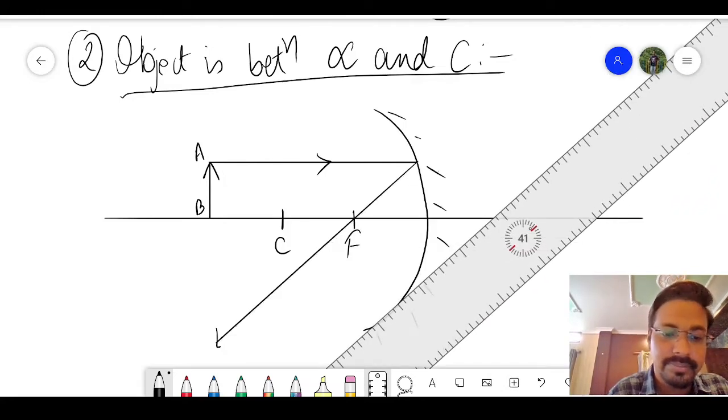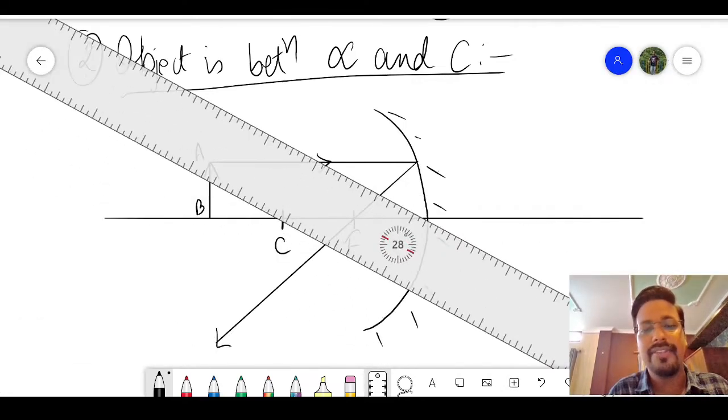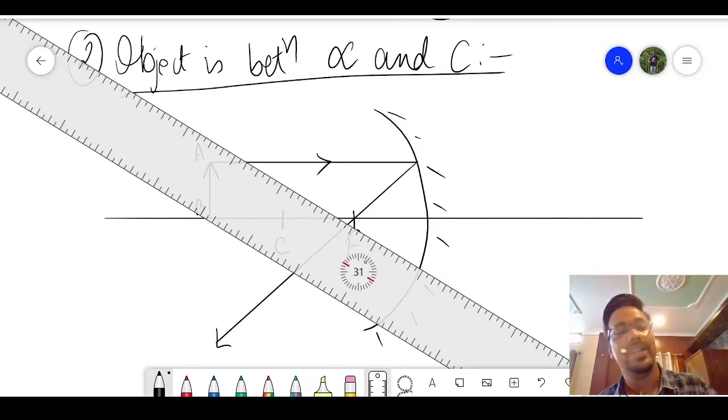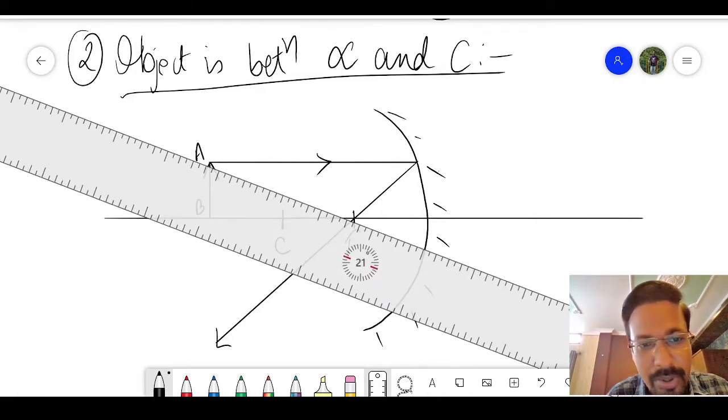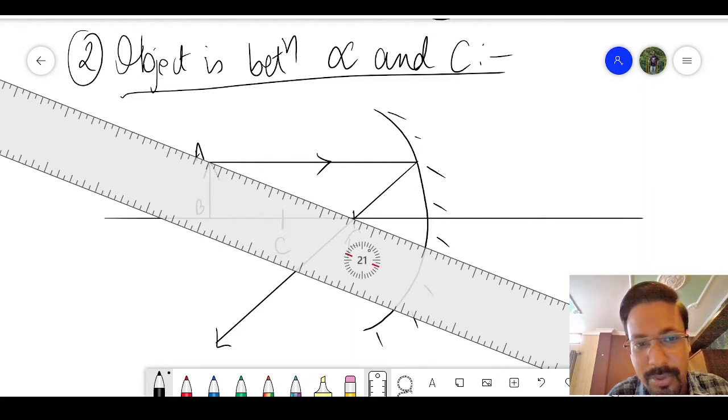Done, right? Then we have to draw another ray of light. Now this time the object is placed on top of the principal axis, so we will choose a ray of light which passes through the focus. See what happens. We will draw an incident ray of light which passes through the focus.